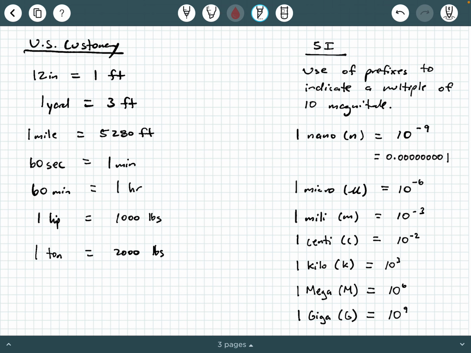And then a giga is times 10 to the positive 9th. That's 1,000,000,000 somethings. And again, these are prefixes. They go in front of the thing you are measuring. It could be length, it could be area, it could be time, whatever. It's just a convenient way to express either really small or really big numbers in a compact fashion.